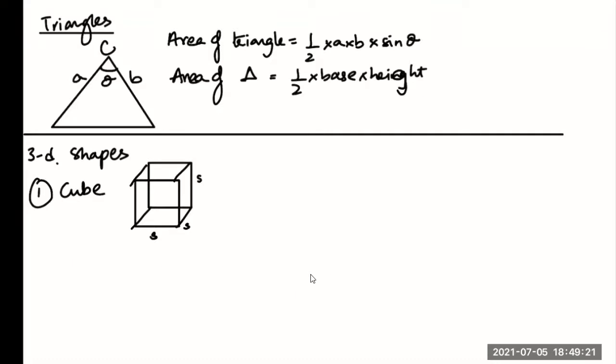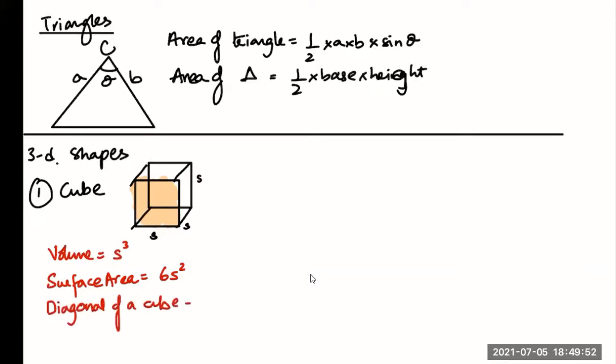So when you study 3D shapes, you study two things. You first study volume. So volume is S cube. You study surface area, which is 6S square. Why is it 6S square? Because each side is a square and there are 6 faces. Okay, there are 6 faces for the cube. Therefore, the surface area is 6S square. There's something called the diagonal of a cube, and we'll talk about it later on, and that's root of s square, and s square.